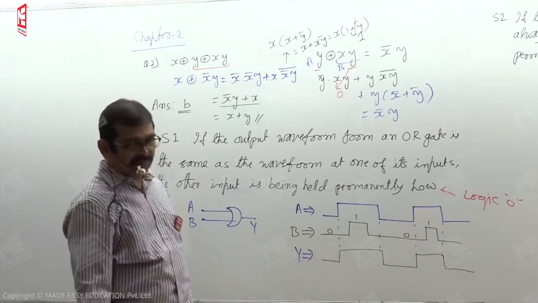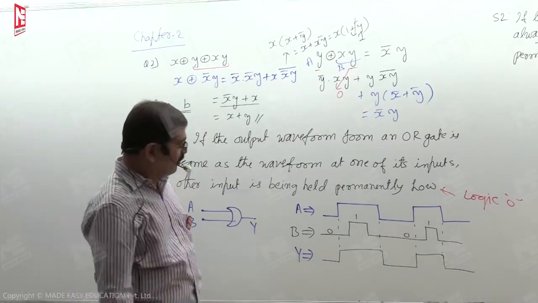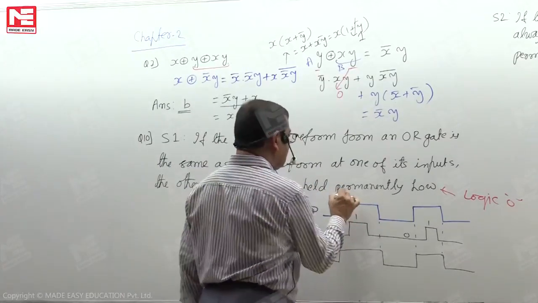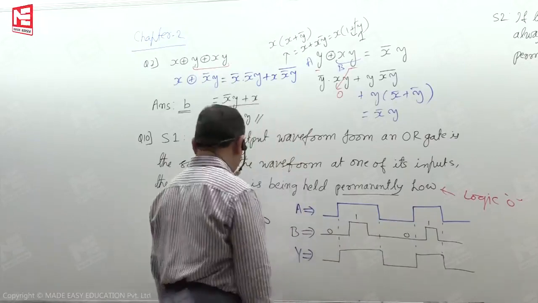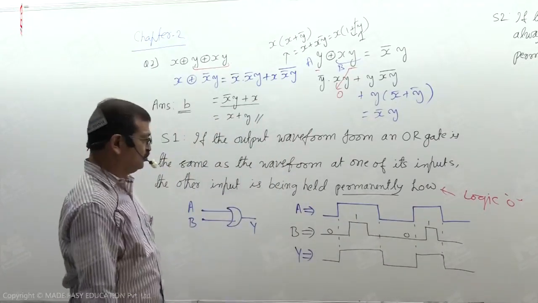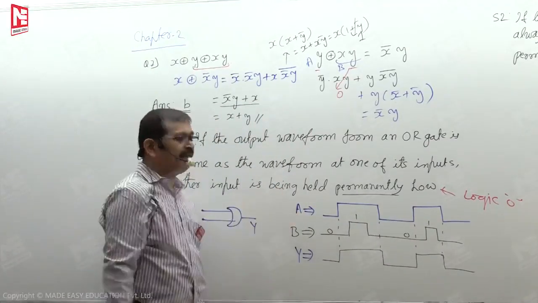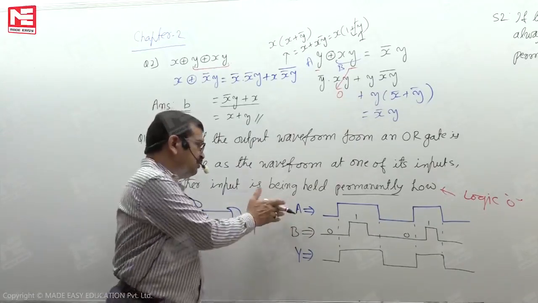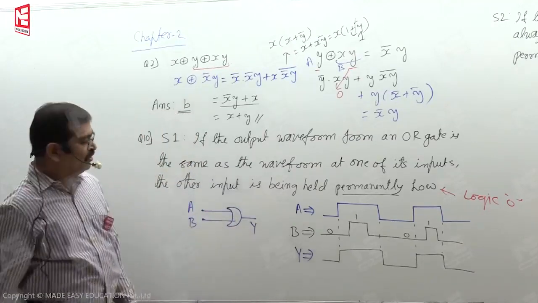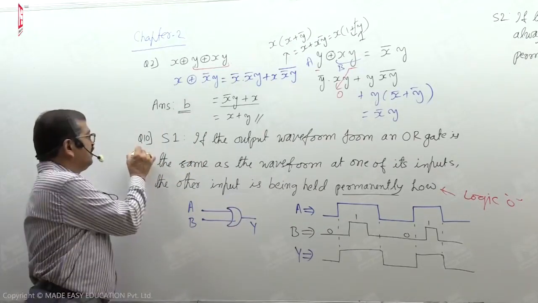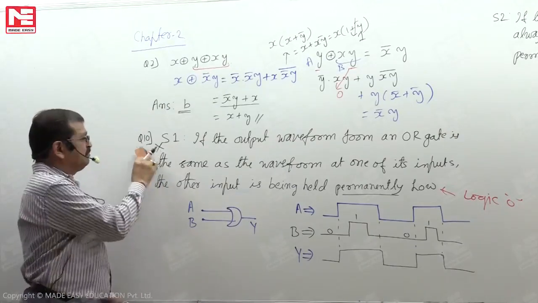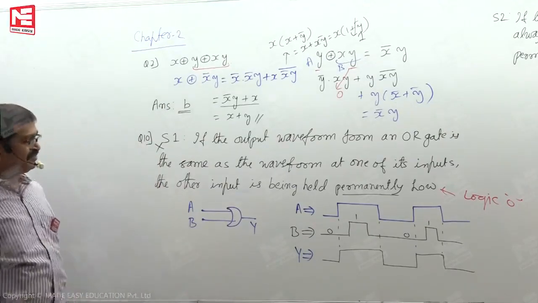If we keep the other input permanently at logic 0, of course, the output is the same as the input. But the statement says it is possible if and only if the other input is being held permanently 0. Without keeping the other input permanently 0, we are having the output same as input A, same as one of its inputs. Based on this, statement 1 is false.